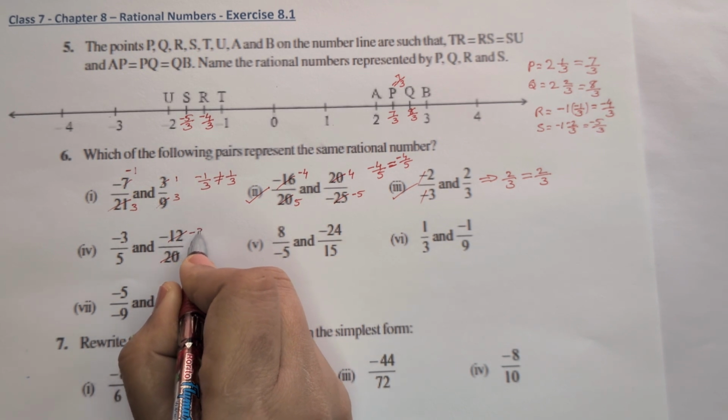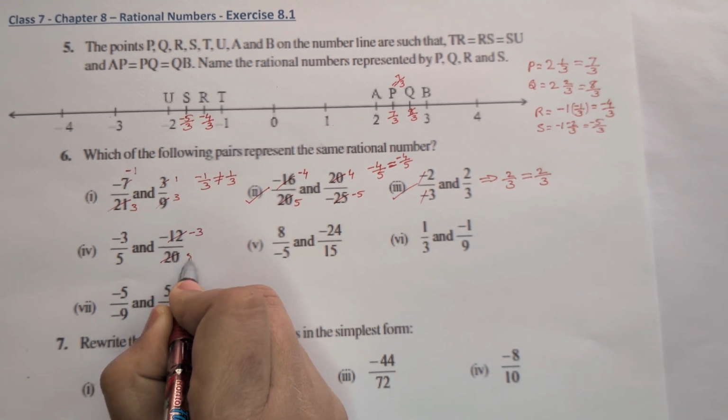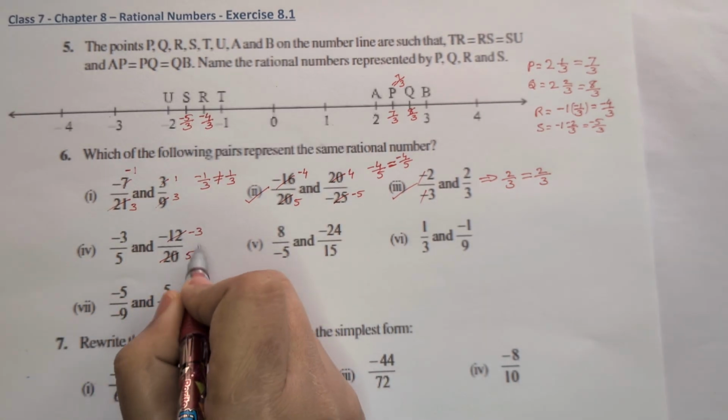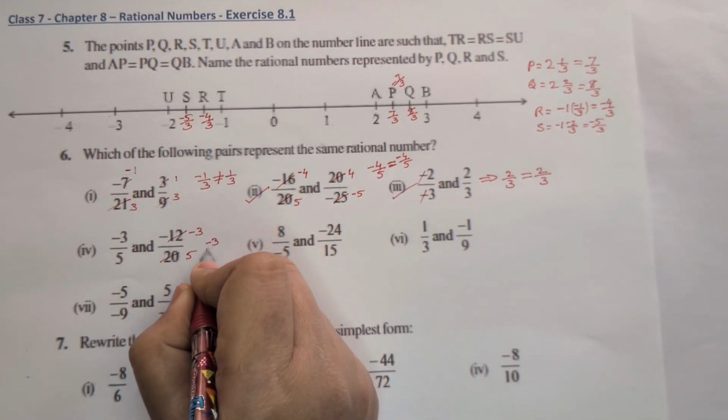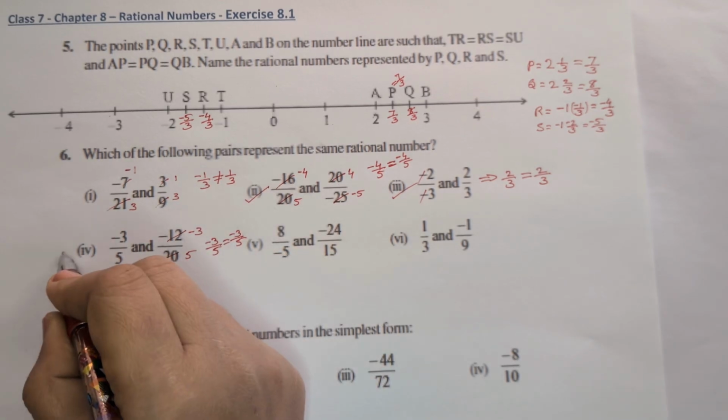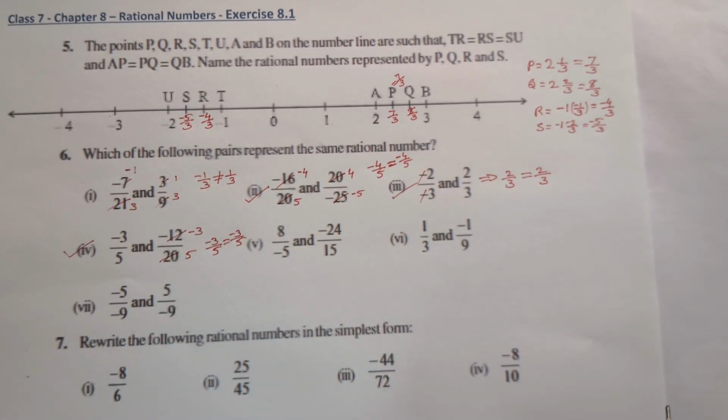Here 3 times -3, here 5. That means we are getting -3 by 5 and -3 by 5. We can write -3 by 5 is equal to -3 by 5. Therefore this also we are getting the same rational number.